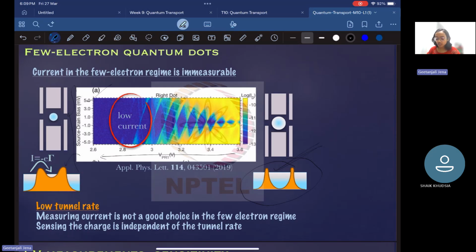We are not directly measuring the current through this quantum dot. We are making a sensor region around this quantum dot. It can be a quantum point contact for a QPC based sensor, or a single electron transistor which is close to this quantum dot region, where we are seeing the charging and discharging event, that is, the tunneling event.